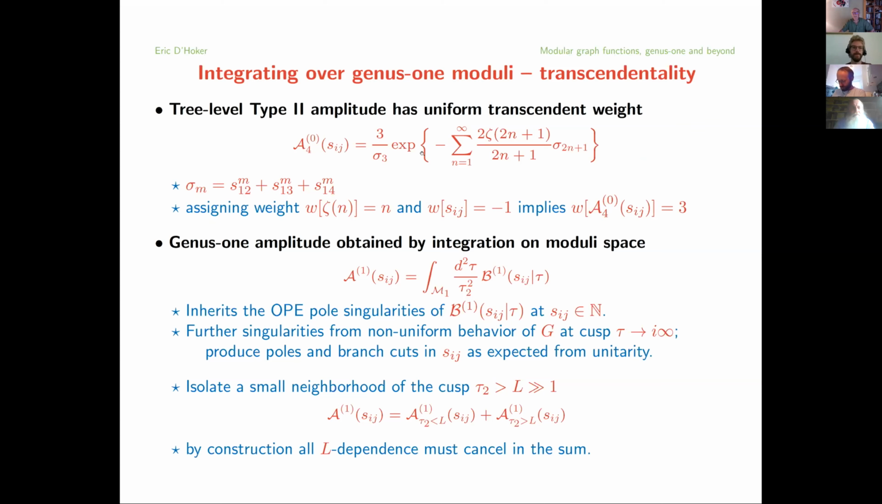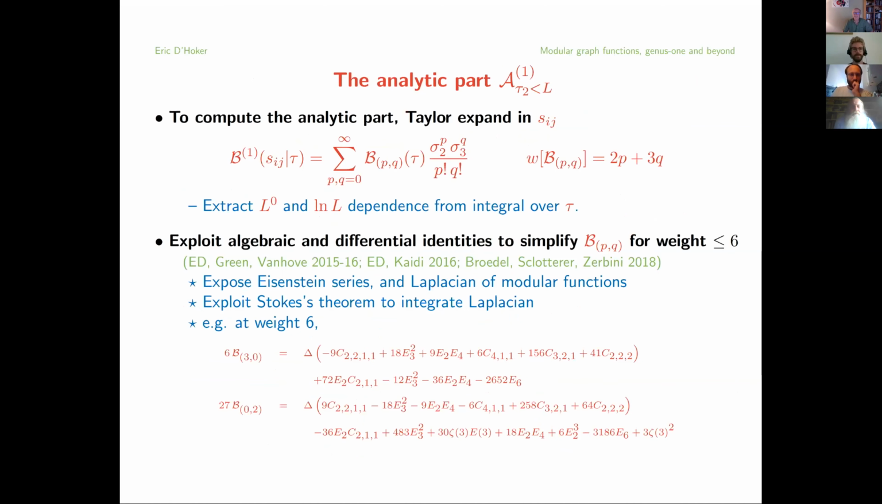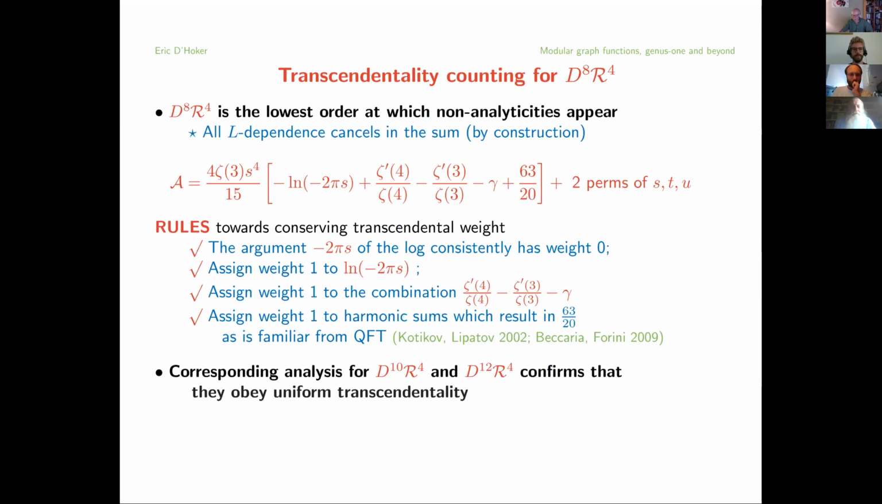I think Federico showed you yesterday that the tree-level amplitude has this beautiful transcendentality property where you can assign weight -1 to s, and then the weight of the Riemann zeta function at an integer n is n, then in fact this entire amplitude has uniform transcendentality. And you can show, but it's much more complicated, that something similar holds true for genus 1. Since I don't have the time to go into this, I gave an extensive lecture about this in Copenhagen last year. It's on my website, you can look at it.